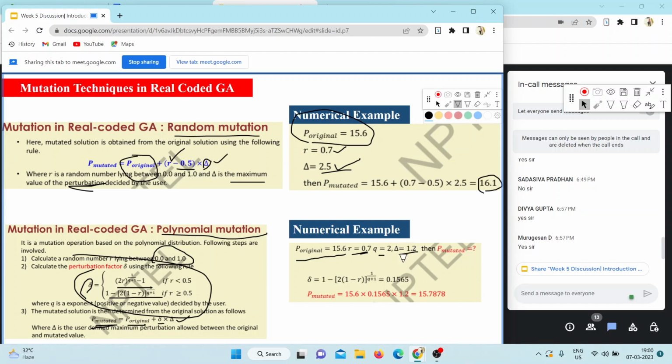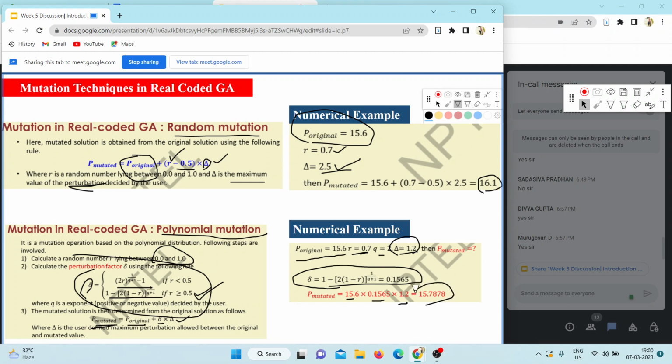So as r is 0.7, it is greater than 0.5, so you have to use the second formula. The second formula is 1 minus 2 into 1 minus r whole to the power 1 by q plus 1. So you apply this formula and calculate the del value. The del value is coming 0.1565. You have the parent value, you have the del value, and you have the maximum perturbation factor or capital delta value. So with all these three values you can get your answer, and this is your mutated parent value.